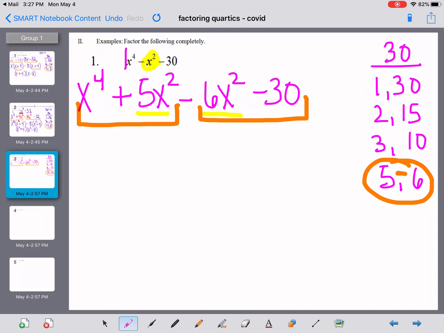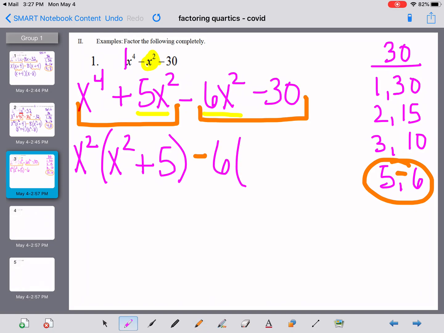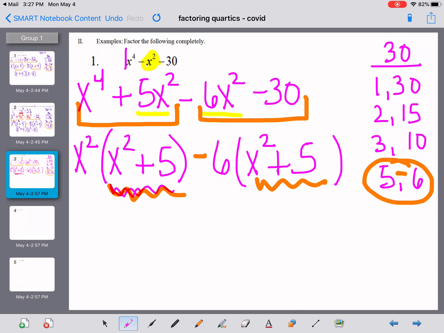And what we have is the greatest common factor is x squared. And then we had 4x's, we took out 2. Here's 2. We had 2x's, we took them out. Watch out once again for that minus sign. The greatest common factor in this next group is 6, technically negative 6. Negative 6x squared divided by negative 6 is x squared. Negative 30 divided by negative 6 is plus 5. And then we've got x squared plus 5 in each group, and then x squared minus 6.